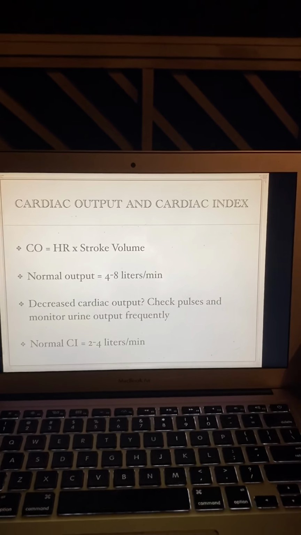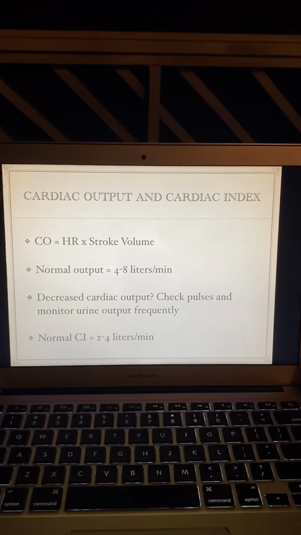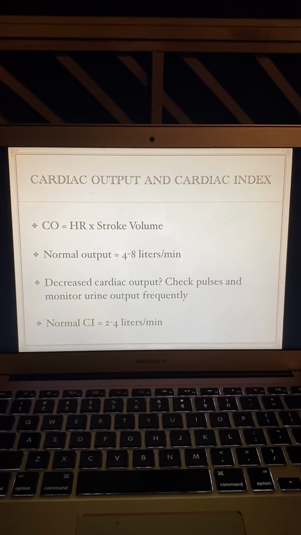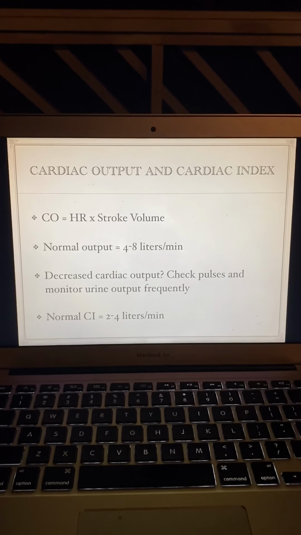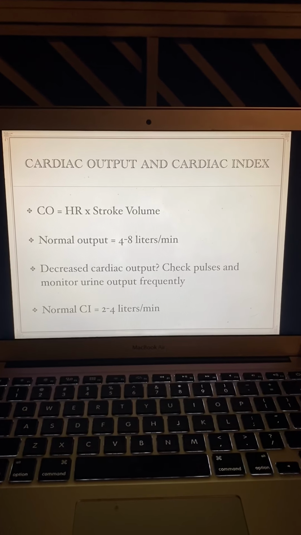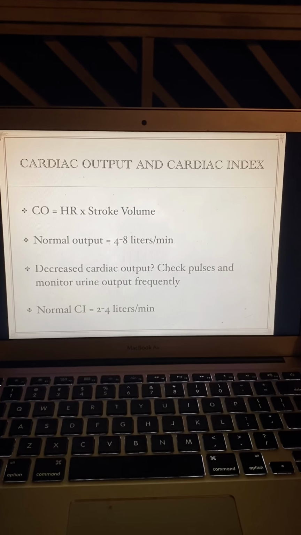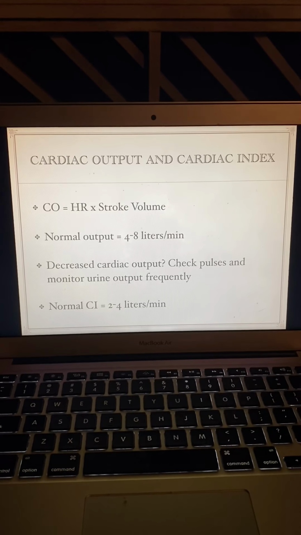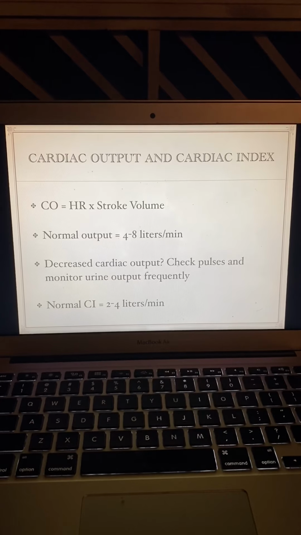So now we're going to talk about the output and the cardiac index. So cardiac output is calculated by the heart rate multiplied by the stroke volume. A normal cardiac output is between 4 to 8 liters per minute. Obviously, if you have a patient in pretty severe heart failure, you're going to see that their cardiac output is less than 4.